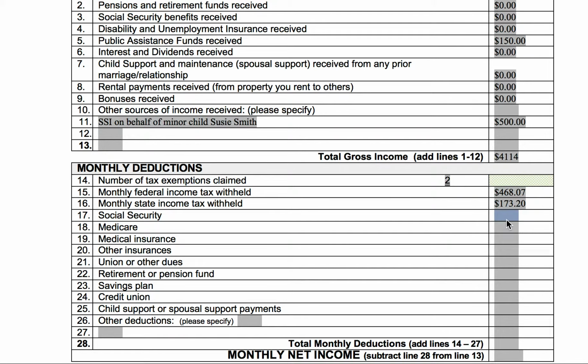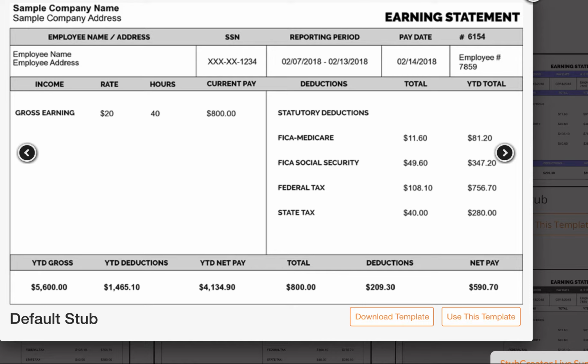And just put that amount in there. We will go to Social Security. Social Security can show up as a bunch of different things. Sometimes it's going to be FICA, sometimes it'll be SS, sometimes it'll be listed as OASDI on your pay stub. So you'll want to go through and find whatever Social Security is listed as for your particular situation.